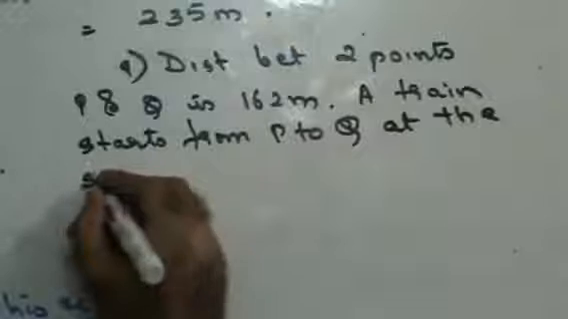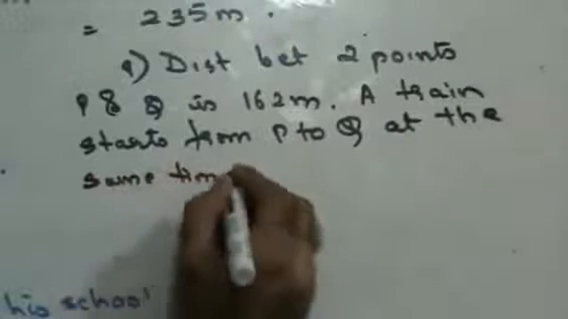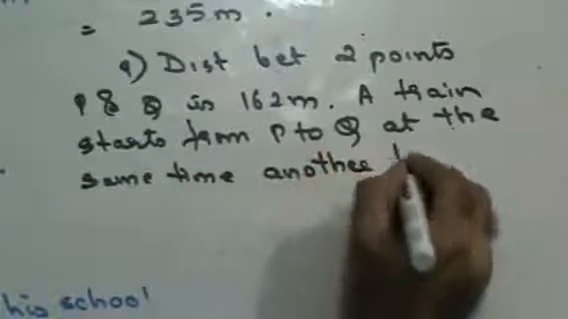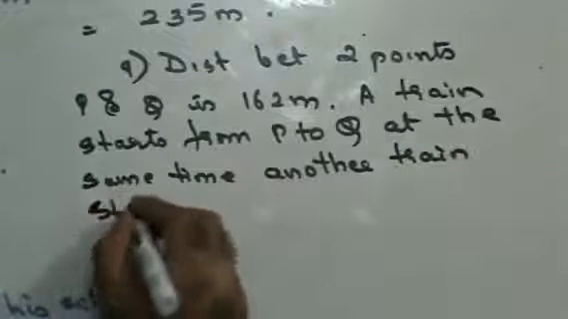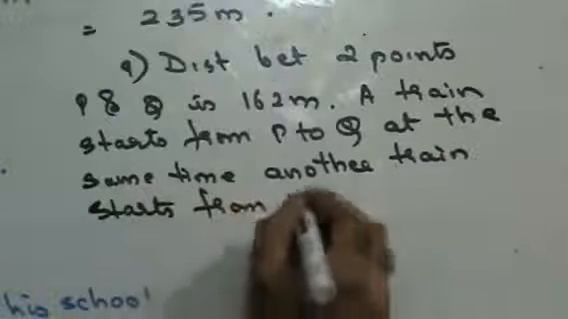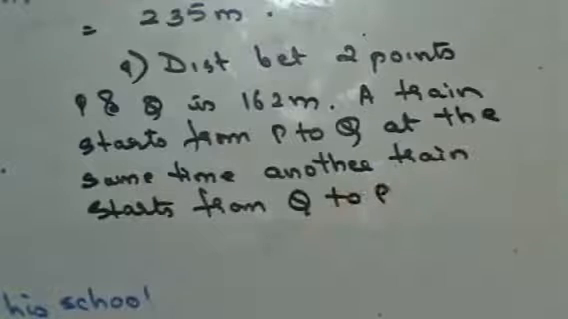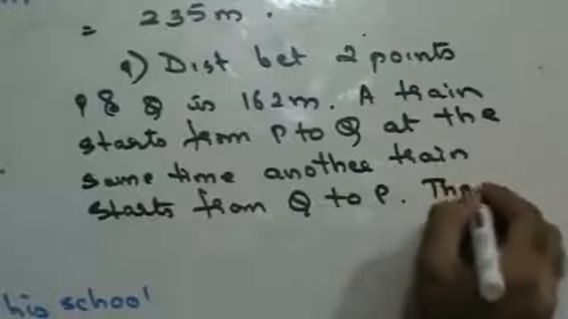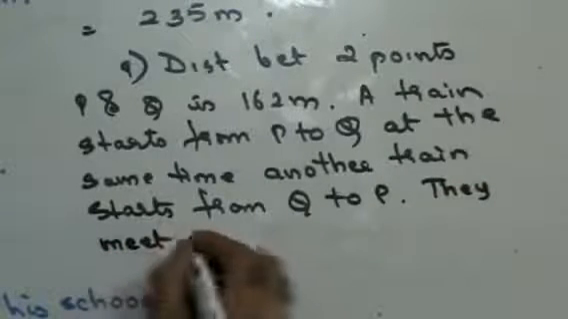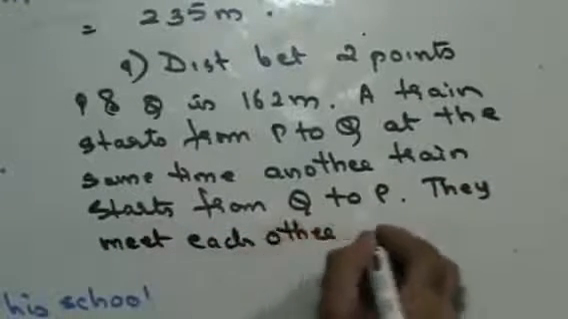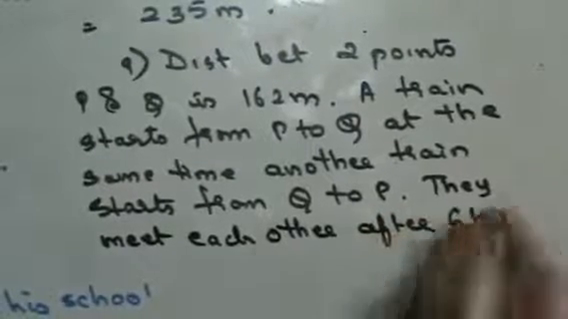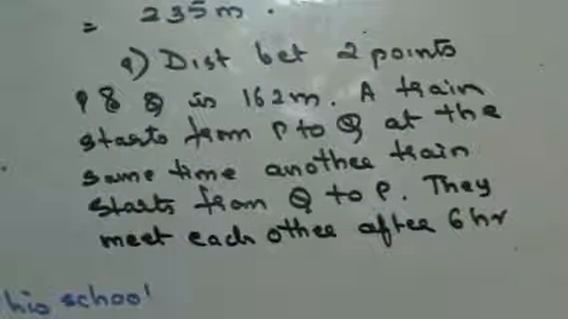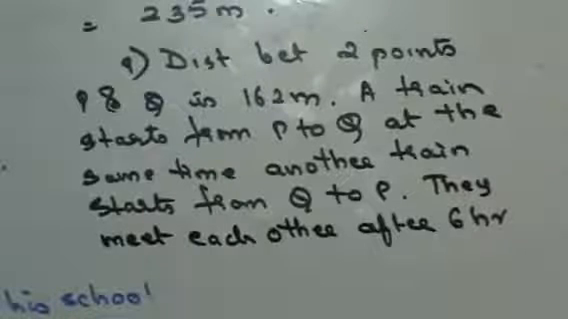They meet each other after 6 hours. Right? If the train from P travels at 8 kilometers per hour faster than the other one, find the speed of the two trains.